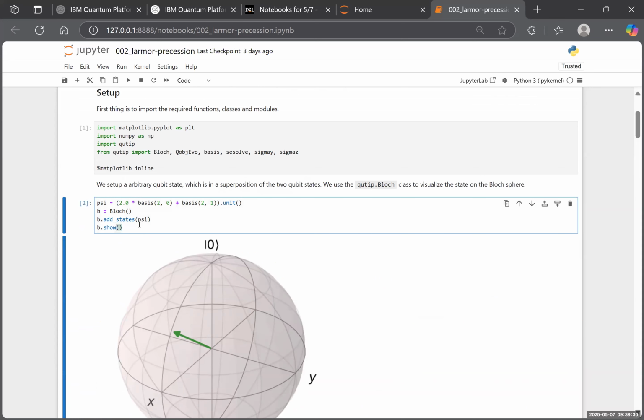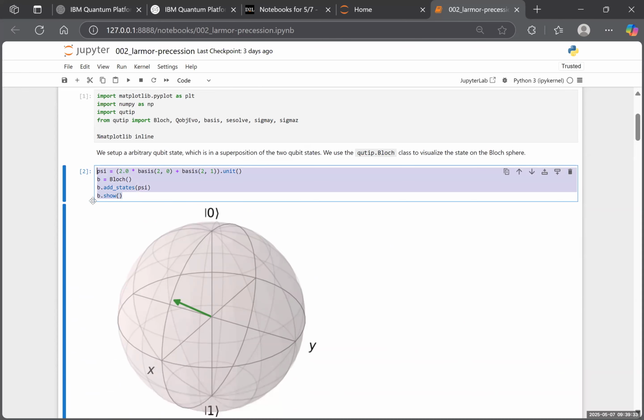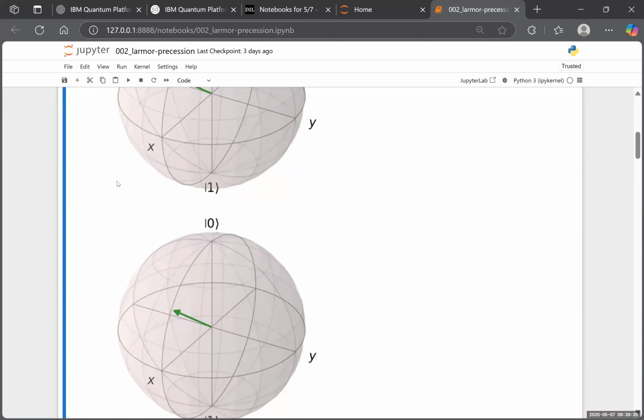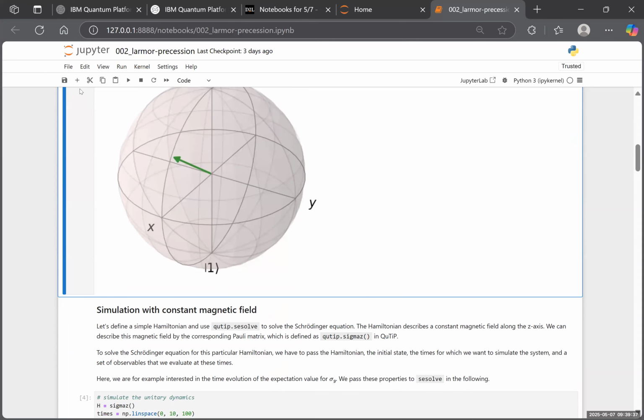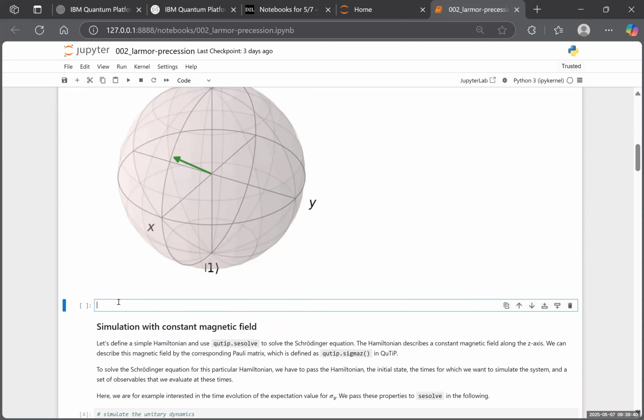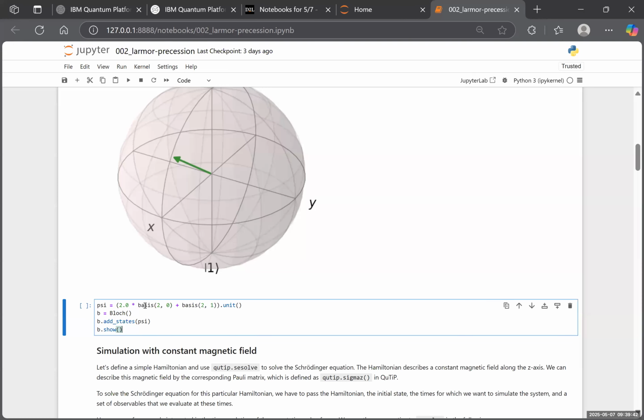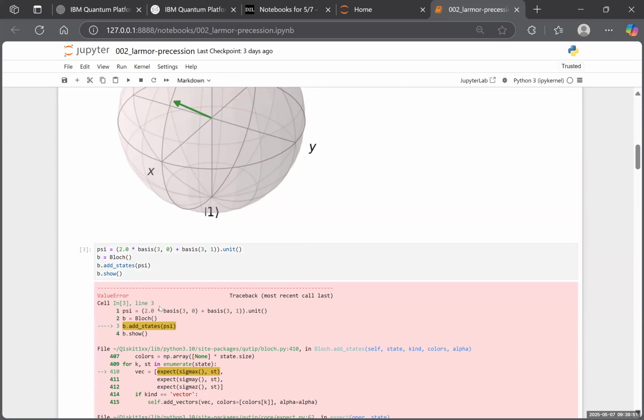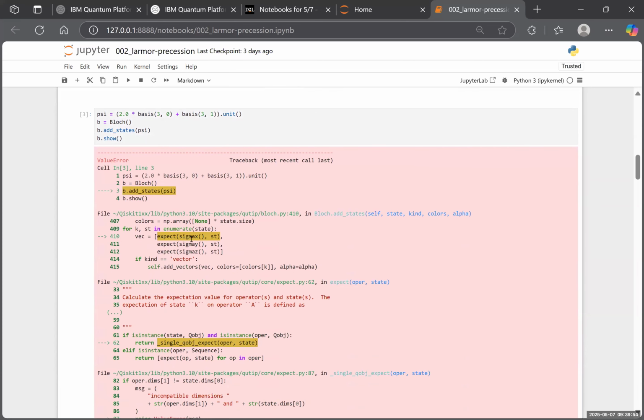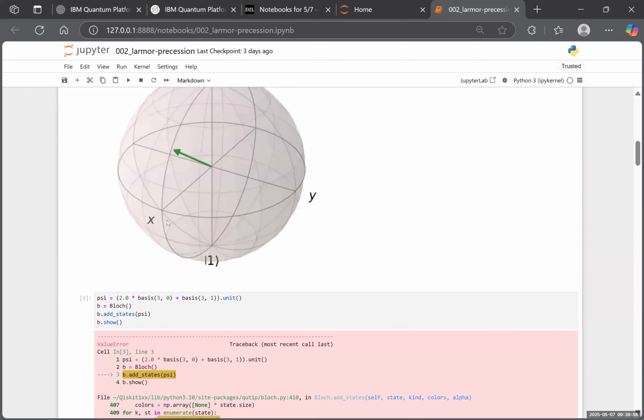So this only works for a 2-level system. You can see an error message if you use more than 2 levels. Let's say we have this basis 3, 0, and 3, 1. And then it would complain. You cannot do that for expectation sigma x, y, z.